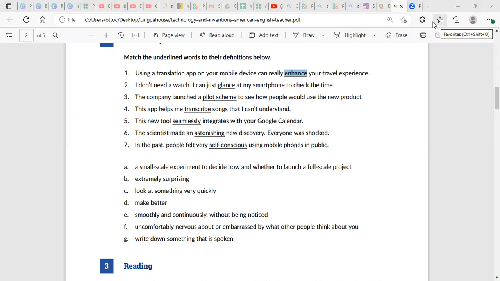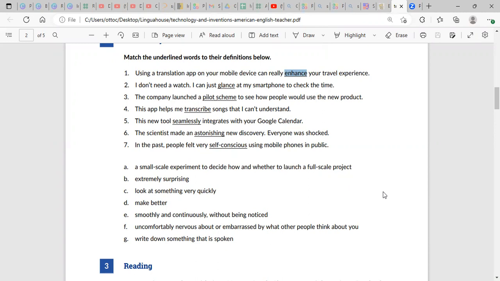Using a translation app on your mobile device can really enhance your travel experience. Look for the meaning. Yes, find the definition, the meaning or the definition of the word that is underlined, enhance. As far as I know, enhance is like help, improve. Okay, what should be the definition here? Letter D, make better.